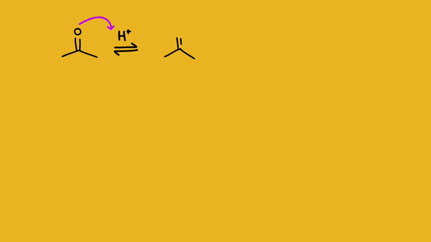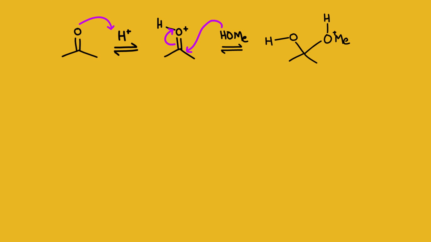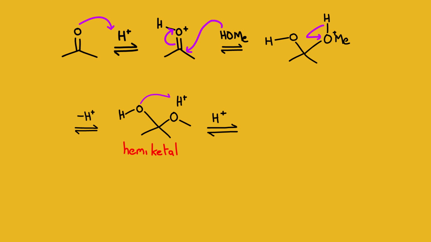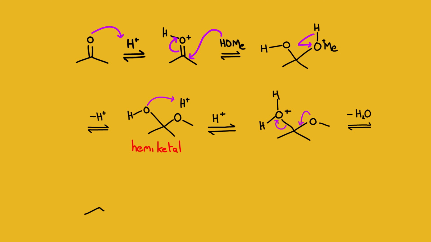Let's take acetone for instance. Protonation of acetone and attack with methanol gives an intermediate which loses a proton and then gains a proton on the hydroxyl group. That makes the hydroxyl group into a leaving group. A lone pair from the O alkyl, in this case O methyl, is donated. Water leaves, generating an oxonium ion.